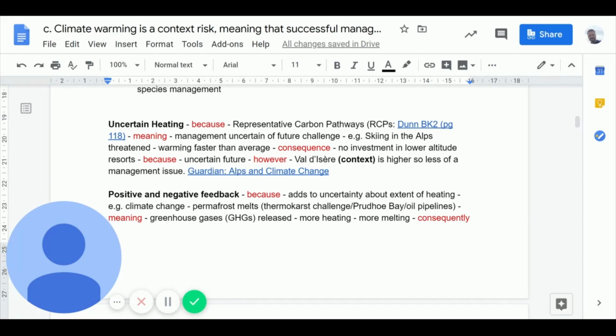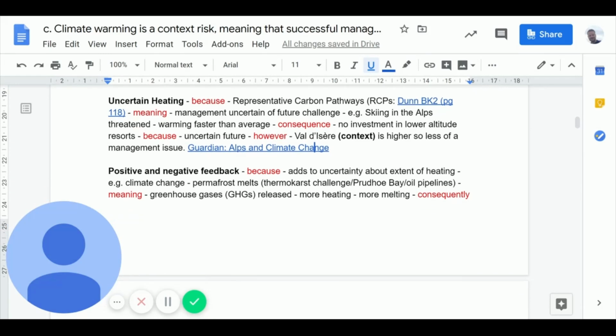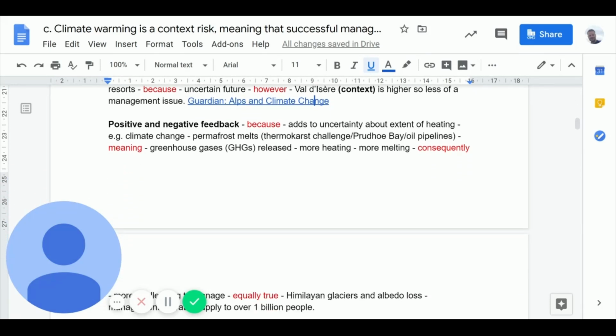And if you look up The Guardian, and you'll have to load this up very quickly, this is talking about tourism and abandoned lower sites in terms of skiing, which you might be able to lift some ideas from to back up this problem of uncertainty. And then we've got positive and negative feedback. And this again, positive and negative feedback are those key concepts in the A-level geography course.